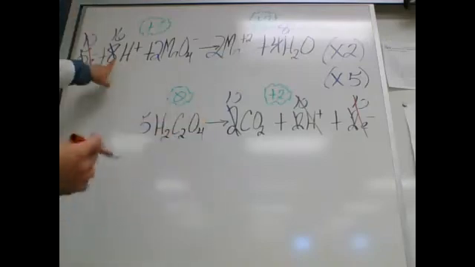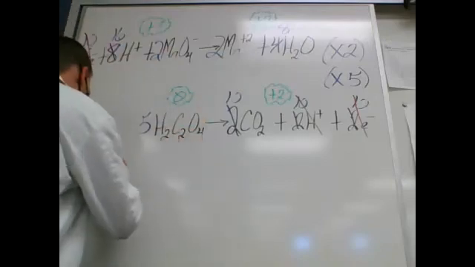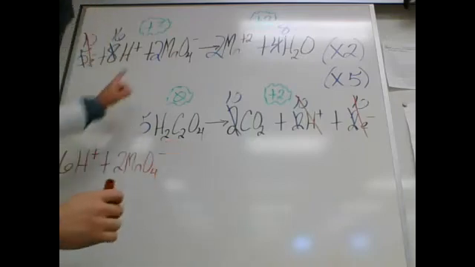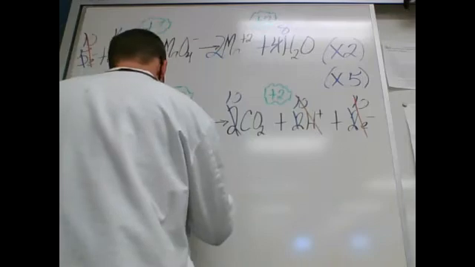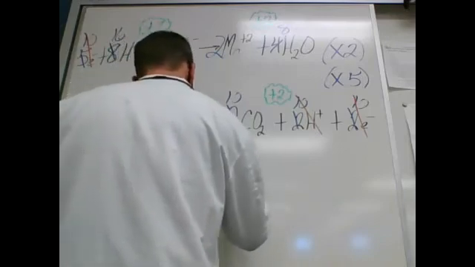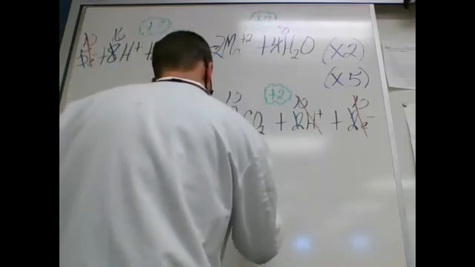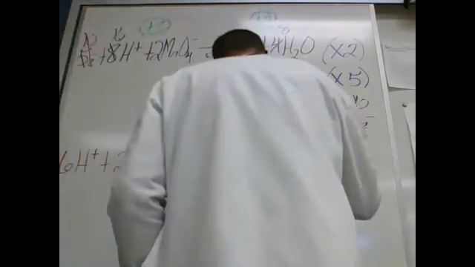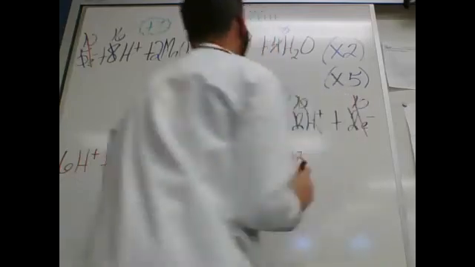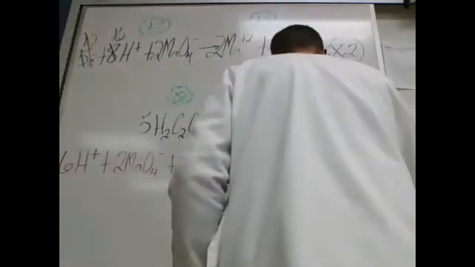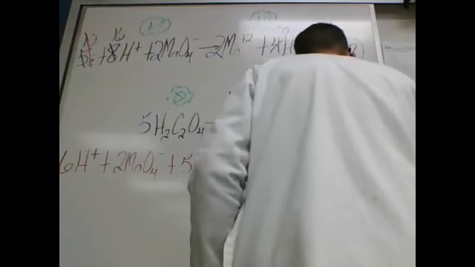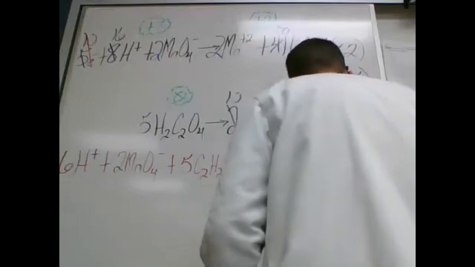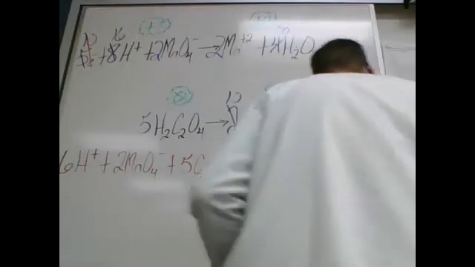And then just list, what's my next reactant? 2 MnO4s. We're just putting them all together. All right, my next reactant is 5 H2C2O4s. My first product is 2 Mn plus 2s. My next product is 8 waters. My next product is 10 carbon dioxides. That's it. We're done.